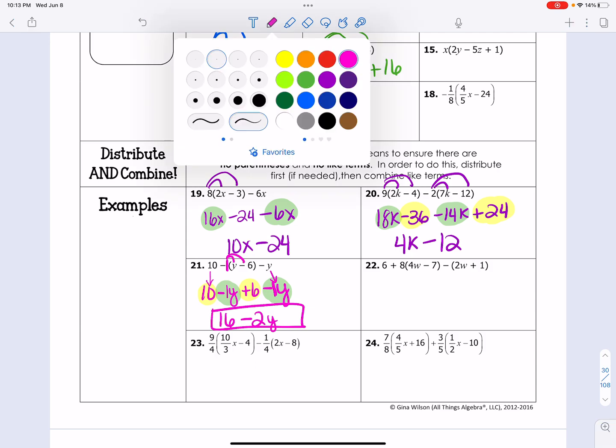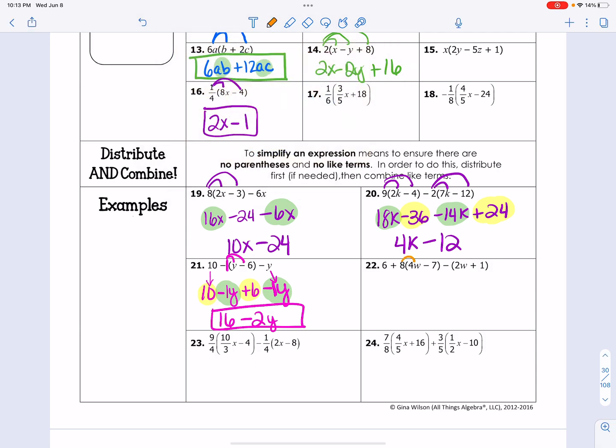Okay, same thing. You multiply before you add. So you have to times that in before you add the 6 and the 8. It's the biggest mistake. So this is 32w minus 56. And then again, if you need to, put a 1 here. So you're going to times in by 1 minus 2w minus 1.